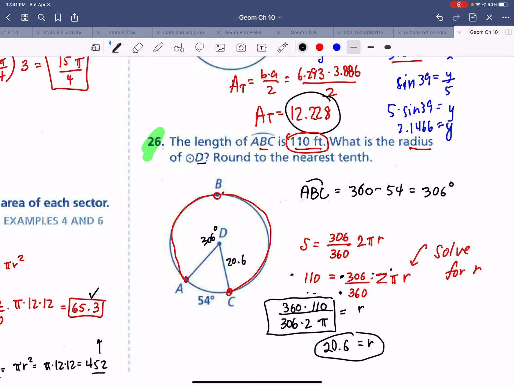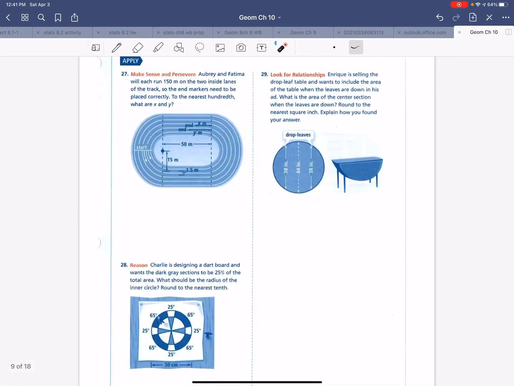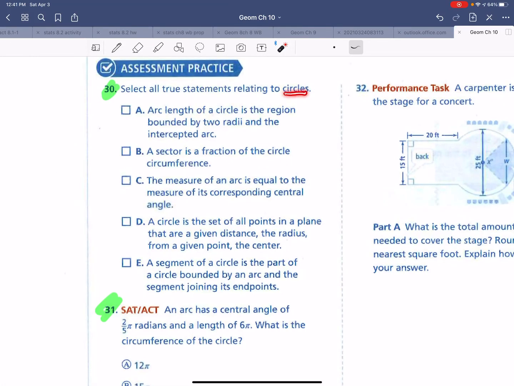Cool. And now let's see if that makes sense. If this is 20, does this look like 2, 4, 6, 8, 10? Yeah, about 110 of those? I think that sounds about right. Awesome. Two more questions. It says select all the true statements relating to circles.